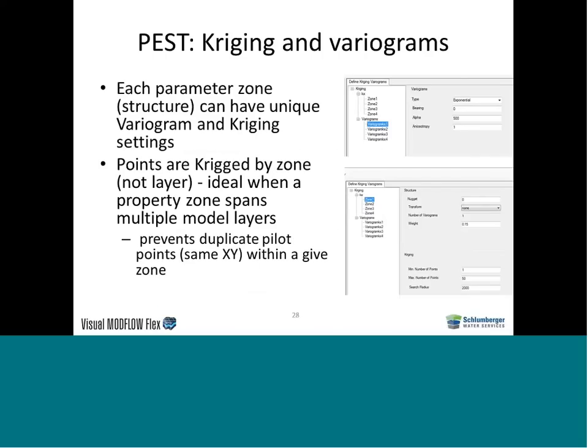Within PEST run, it treats a parameter zone as what it calls a structure, and each structure can have a unique variogram and corresponding kriging settings. Points within the specific structure are kriged by the parameter zone and not by the layer. This is ideal when you have property zones that span over multiple model layers, and it prevents duplicate pilot points, or points that have the same XY locations within a given zone, which is not acceptable by PEST. By defining different variograms and kriging settings for each parameter zone, it gives you the flexibility to account for heterogeneity within your different property zones and geological differences and structures, etc.